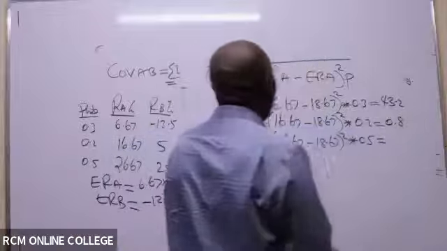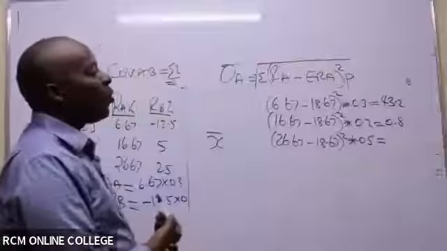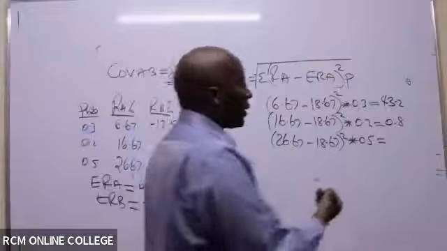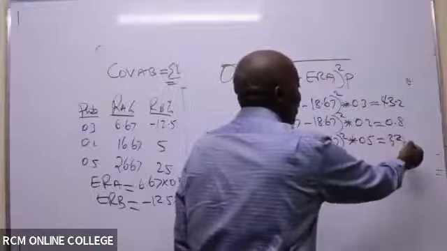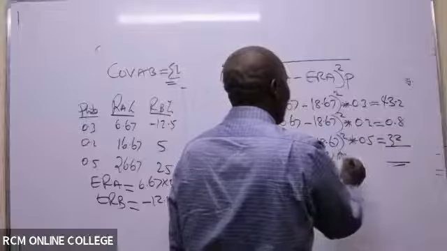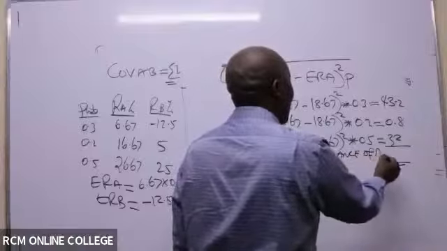And then, ladies and gentlemen, we have the third one. The third one is 32. I'm told 32. So come here and give me the variance first. It's called variance of A.